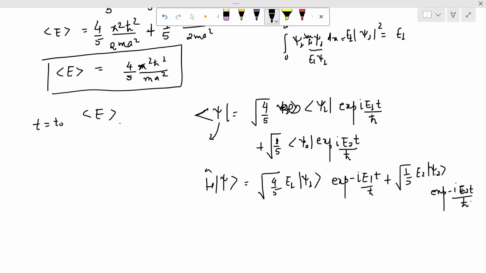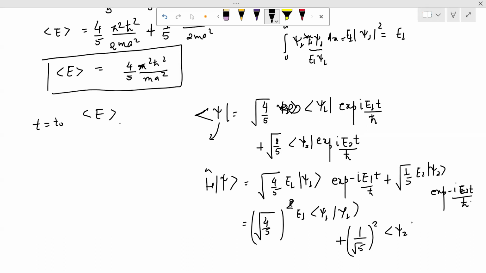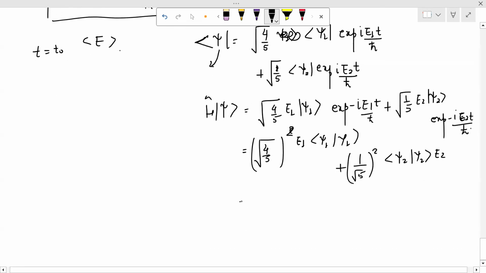Okay, and you already know that psi 1 and psi 2 are orthogonal to each other, so they will become 0, and you are left with this particular thing, e to the power iota E1 t upon hk, and this is e to the power minus iota E1 t upon hk. So both of these terms, when multiplied, would become 1, and you are left with root over 4 upon 5 whole square E1 psi 1 psi 1, and then another term would be root over 1 upon root over 5 whole square. This will be psi 2 psi 2, and then this will be E2. So clearly you know that this will become 1, this will become 1. So you will get simply 4 upon 5 E1 plus 1 upon 5 E2.